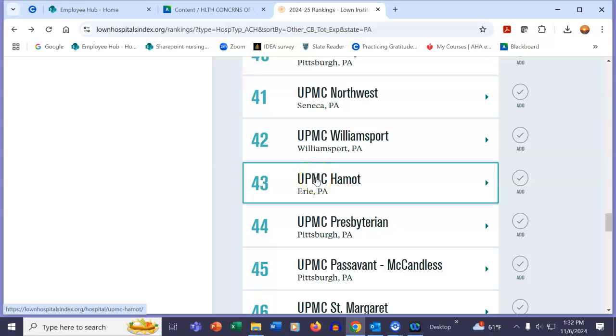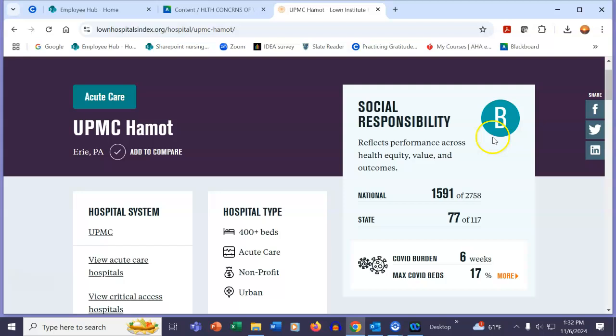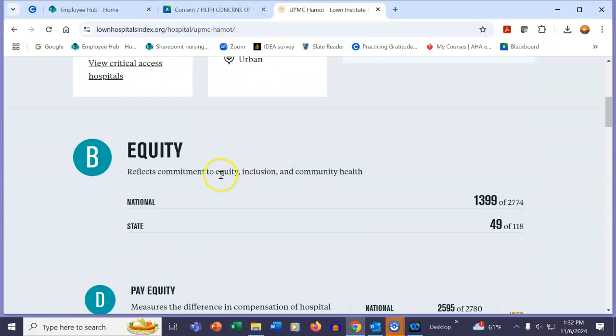If I click on UPMC Hamot, my local hospital, one of the local hospitals here, Allegheny Health Network is a local hospital in Erie, Pennsylvania. But if I click on it, I can see that social responsibility for this individual hospital got a B, not a terrible score, but nationally, out of all the hospitals, here is where they sit. Out of the state, there's 77 out of 117. Again, this is the community benefit, the social responsibility, the equity.